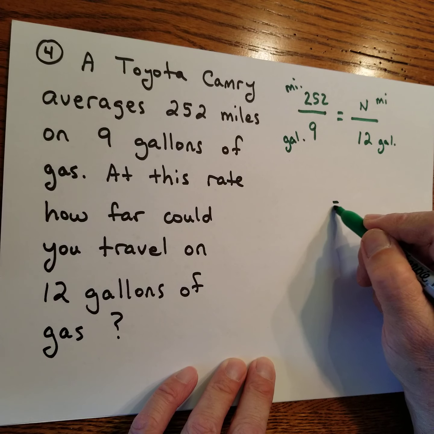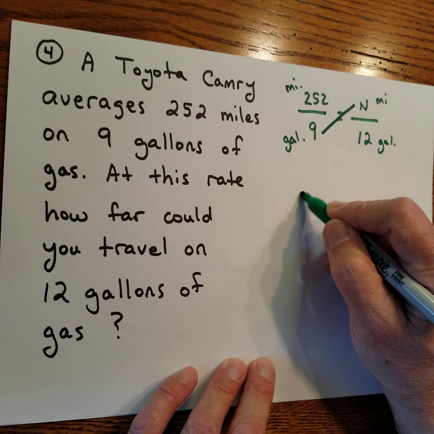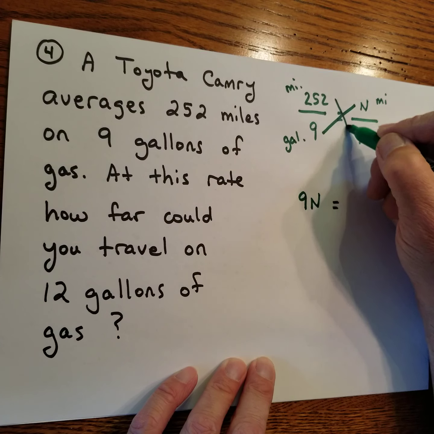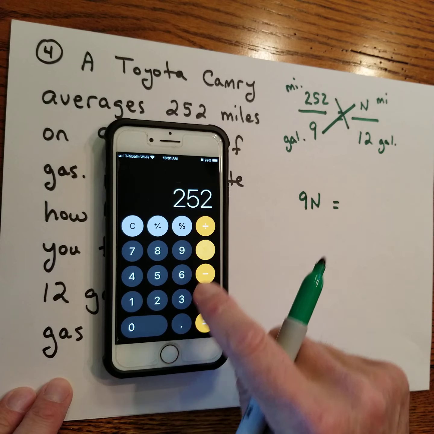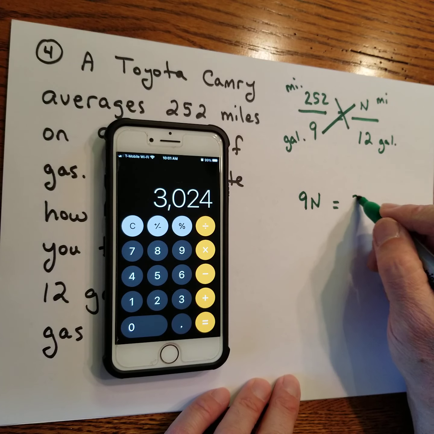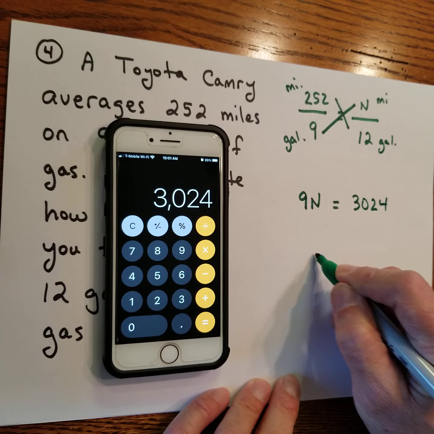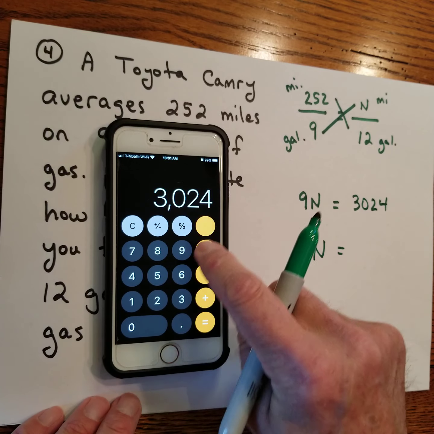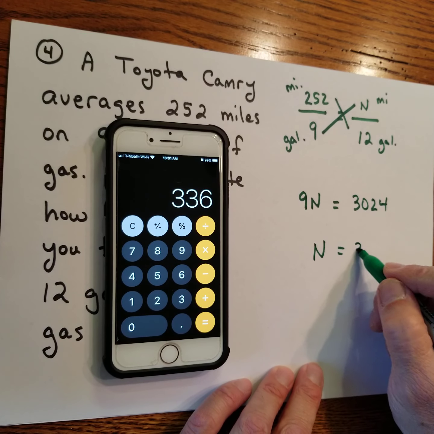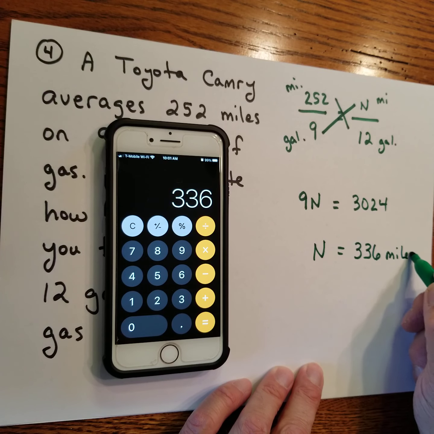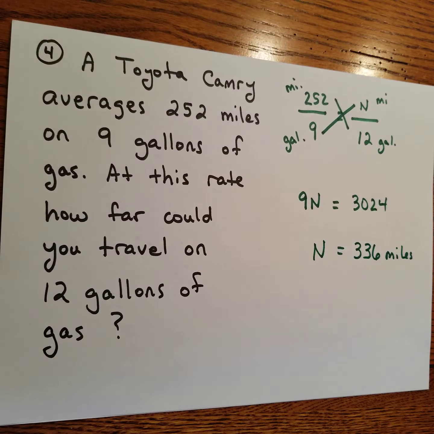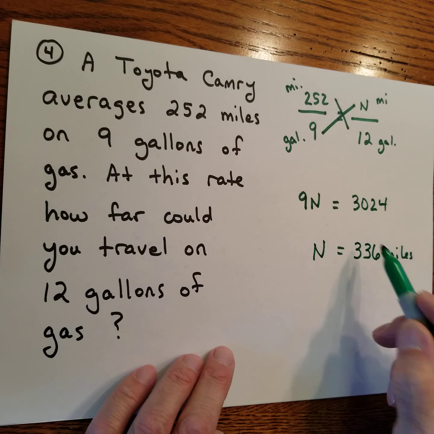Now cross product. 9 times n, 252 times 12. And when I divide by 9, you can travel 336 miles on that 12 gallons of gas.